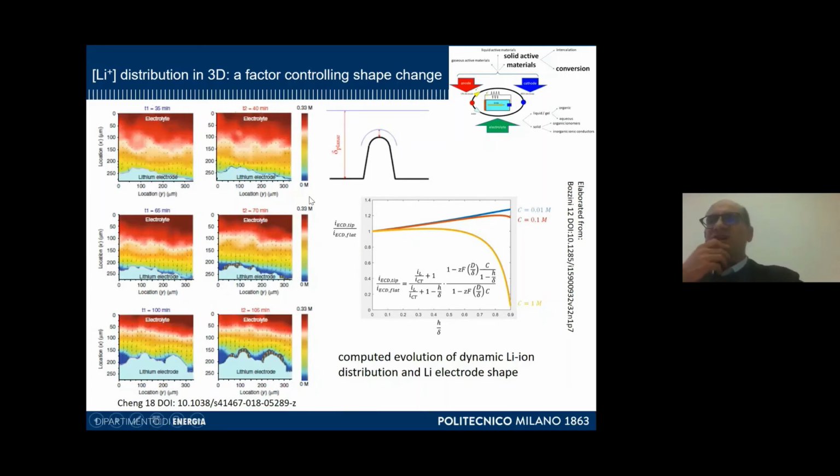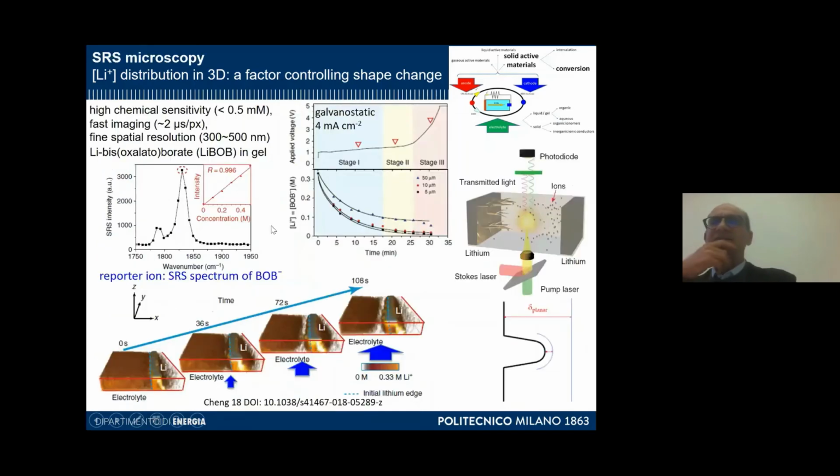But lithium-ion concentration is a quantity which is really hard to measure. Thanks to the high chemical sensitivity and imaging rate capability of stimulated Raman scattering microscopies, it was possible to map this quantity in 3D through the mediation of a reporter molecule, in fact, the counter anion of the lithium salt, which has been used.